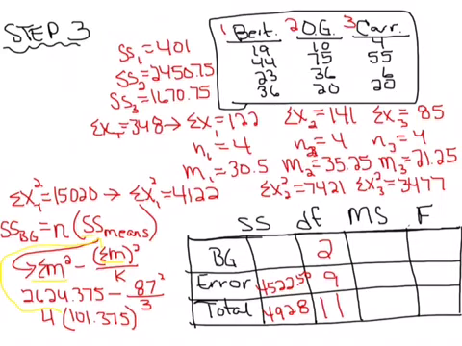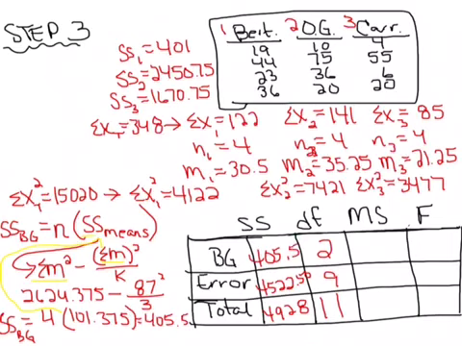Because if you stop with the 101.375, that is not the total. You have to make sure you're multiplying by your sample size. So we end up with 405.5. So I can plug that in here, 405.5.